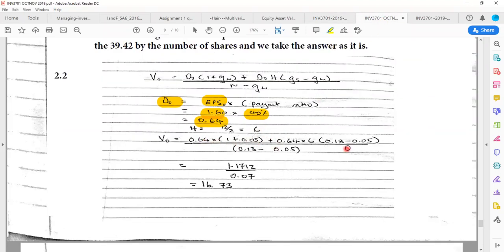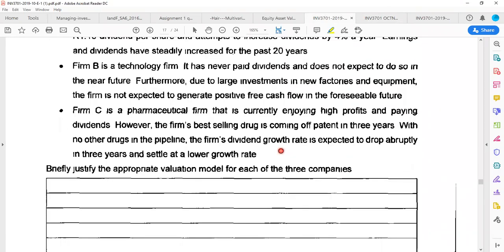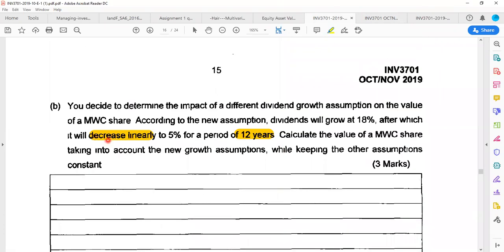Then we substitute that information into our formula. Please be careful with your calculator here. Enter everything exactly as it is, and you get 1.1712 for the top part, and then for the bottom part, you get 0.07. And if you divide these two answers, that gives you 16.73. So that was the answer for part B.